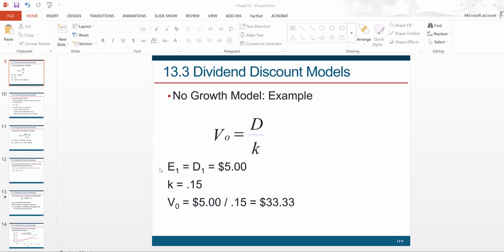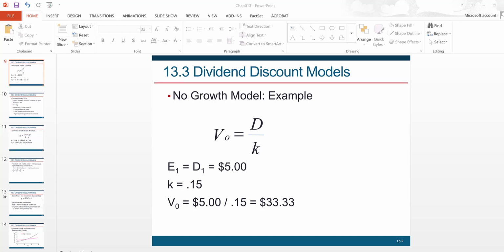Okay, so if you notice here, I have written this down as E1 equals D1 equals $5. This is for the no growth scenario, right? Where we are assuming there is no growth in dividends. What is E1 here? E1 is actually earnings. So, where do dividends come from? Dividends actually come from earnings.